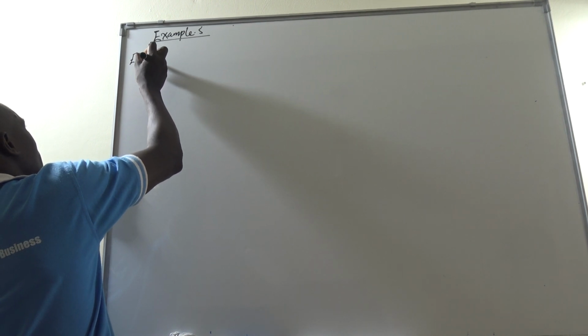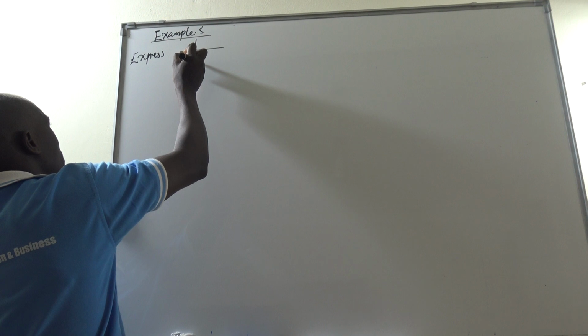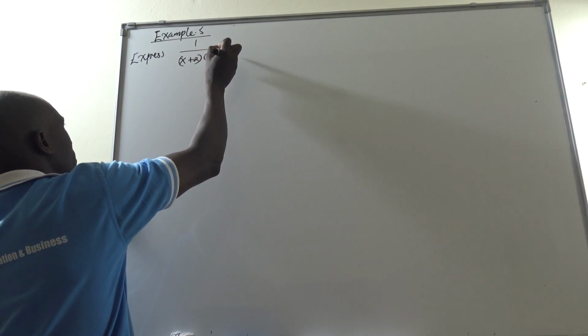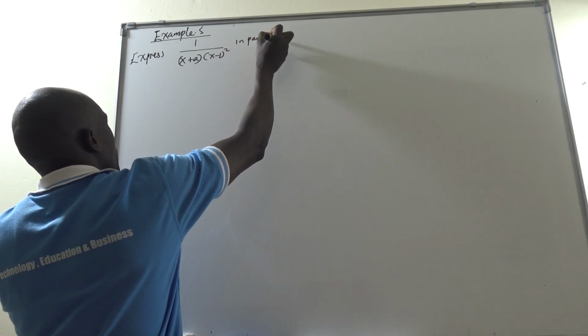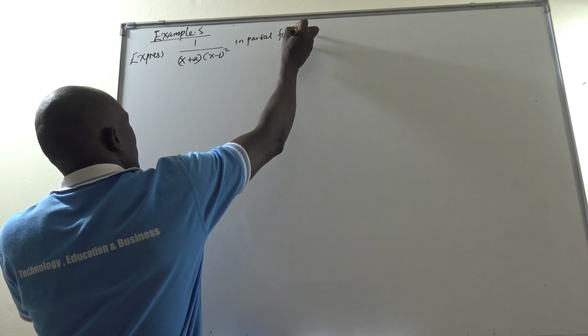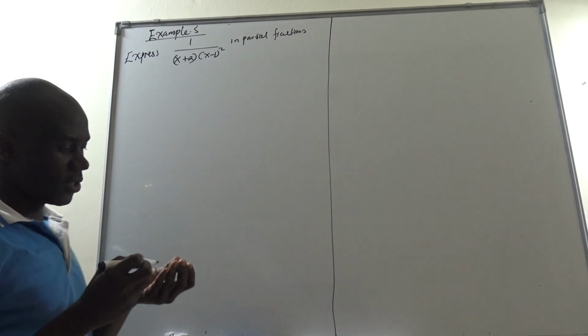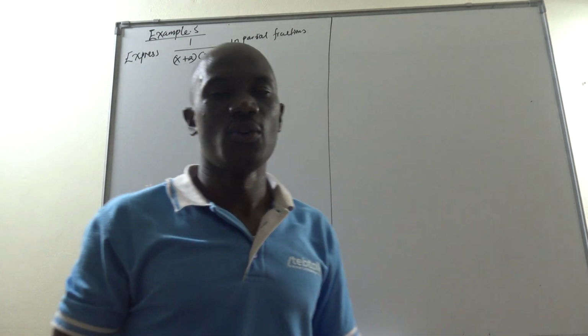Express 1 all over (x plus 2) into (x minus 1) squared in partial fractions. So I want to express that number into partial fractions.